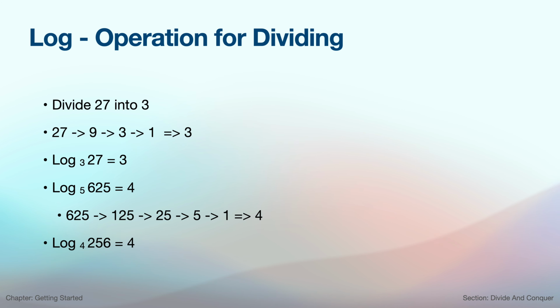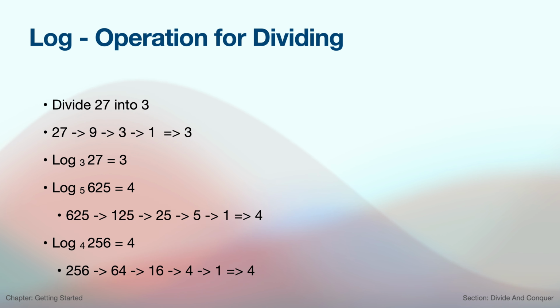Take the same for 256 base 4. So 256 divided into 4 sets gives 64, divided into 4 sets gives 16, divided into 4 sets gives 4, divided into 4 sets gives 1. We have done 4 steps of dividing 256 into 4 sets, and so log 256 base 4 is giving us 4. So by this time you should have got some idea of what a log or logarithm is.